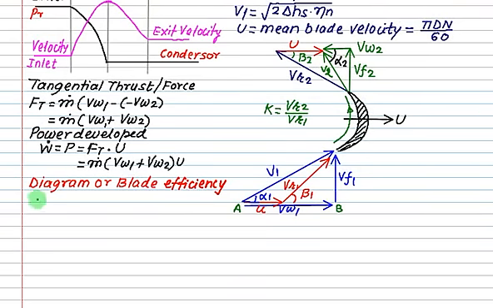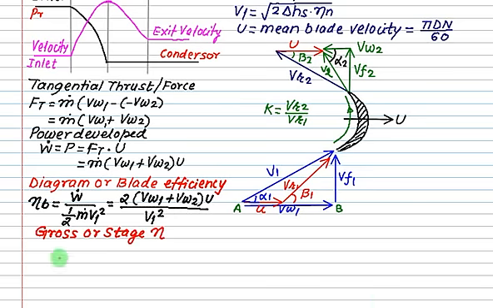The diagram efficiency or blade efficiency is represented by eta B, which is the output power divided by input power. Output power is W dot, input power is given by the nozzle in the form of kinetic energy, half m dot V1 square. So this will become 2 times VW1 plus VW2 multiplied by U, and the whole thing is divided by V1 square.